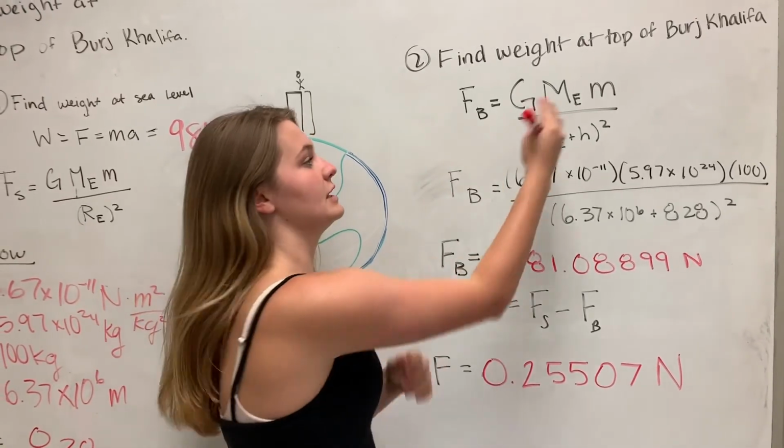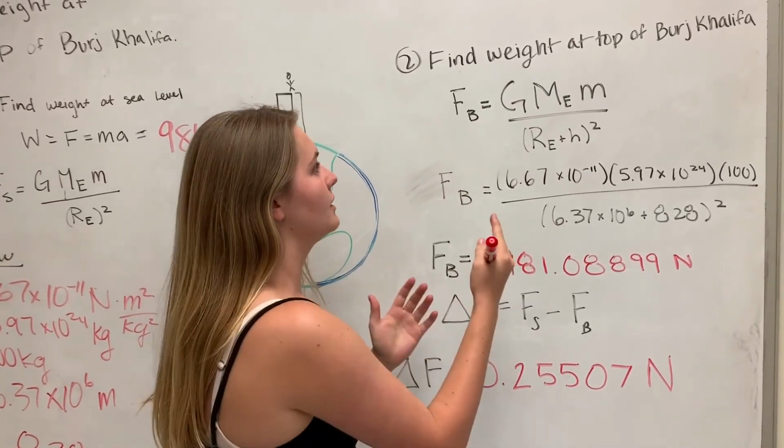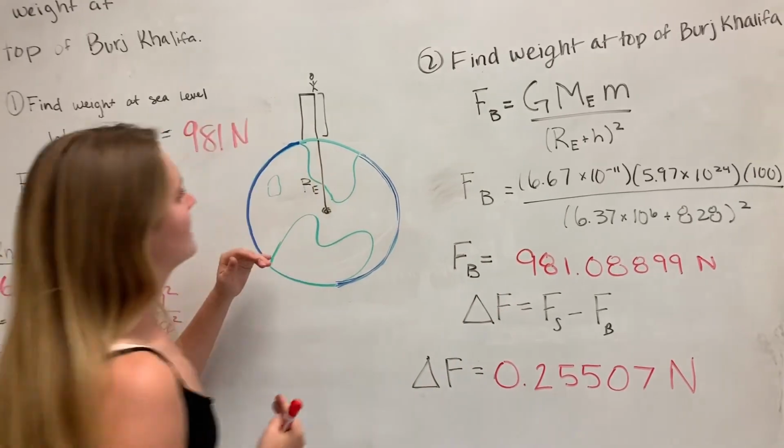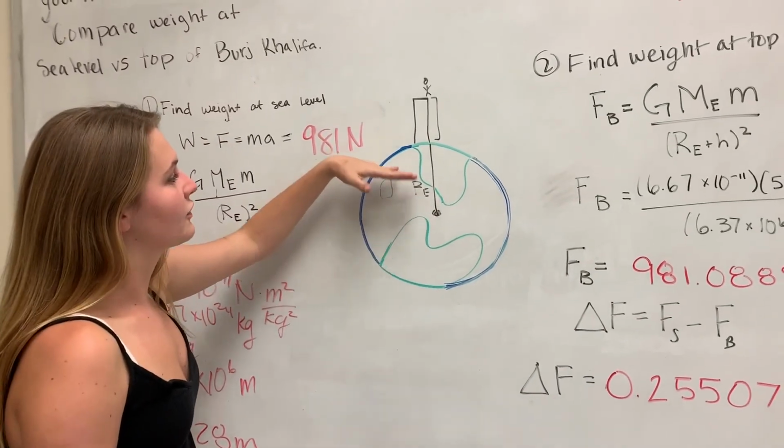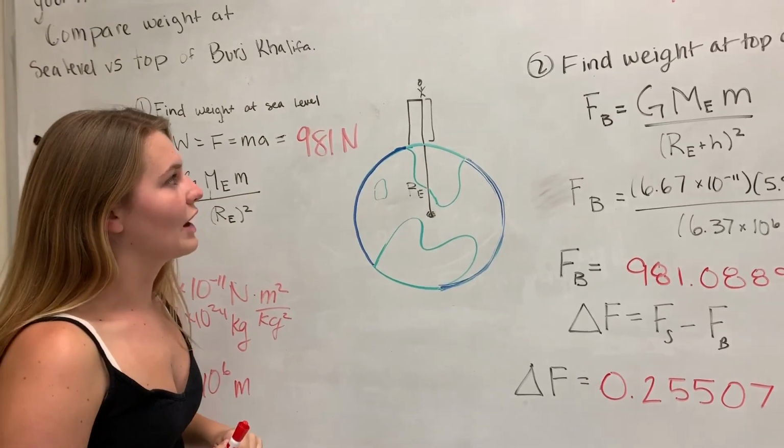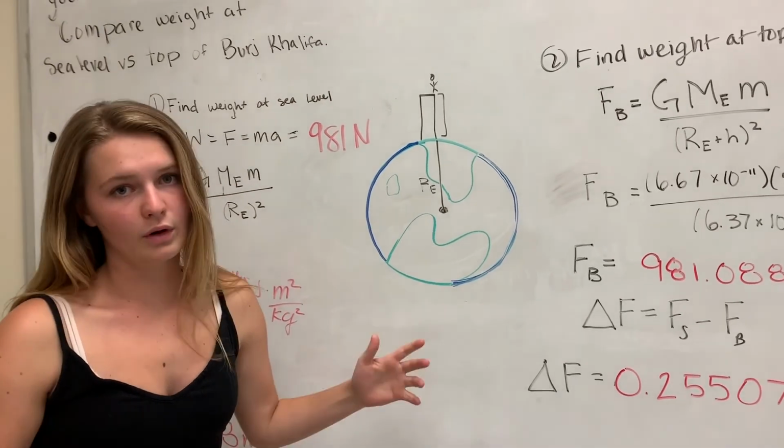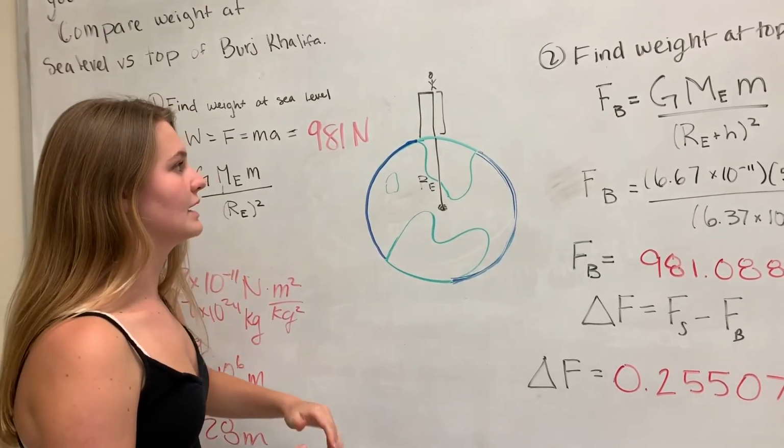This makes sense in theory because when we're adding to the denominator of this equation, as you add to the denominator but keep your numerator constant, your number will become smaller. And it also makes sense since we're getting farther away from the core of the Earth, the gravitational force will become weaker as our distance grows.